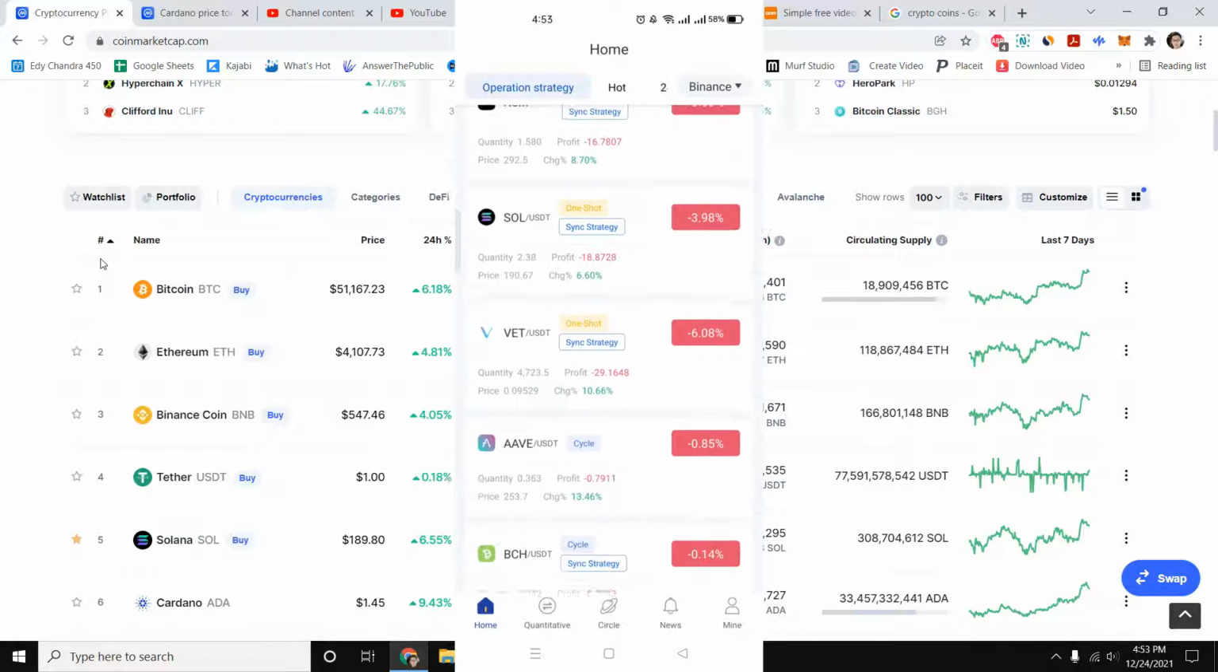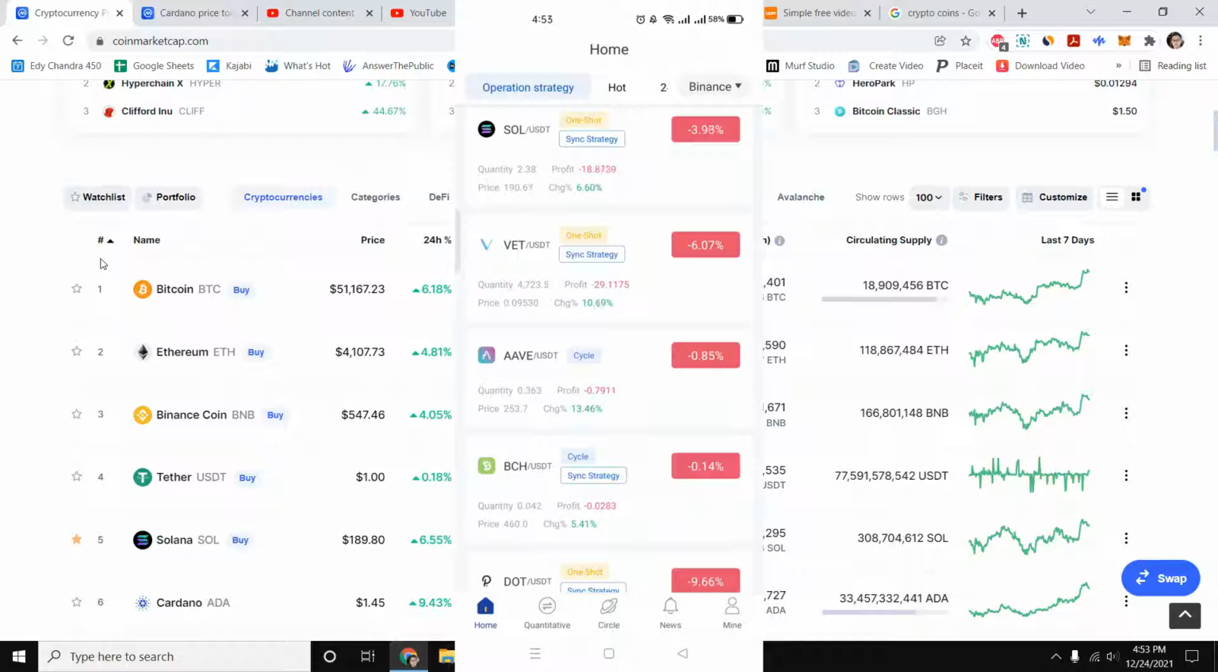Now you see on my phone right here, I have coins with sync strategy and I have coins with no sync strategy. So this is manual trading. I have one coin here called AVE. This is manual trading.